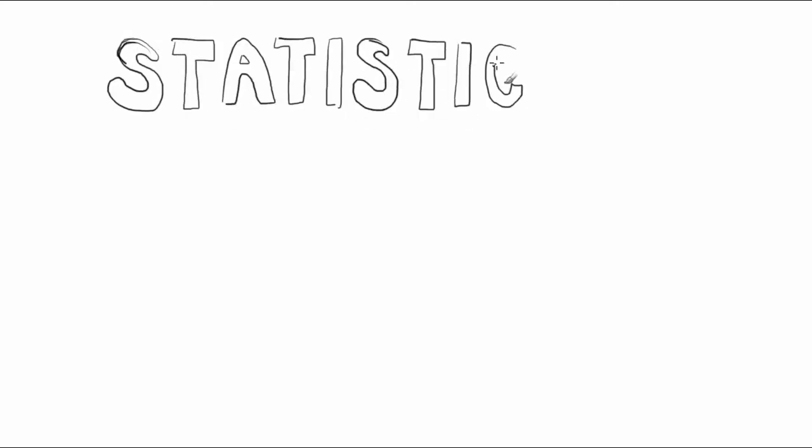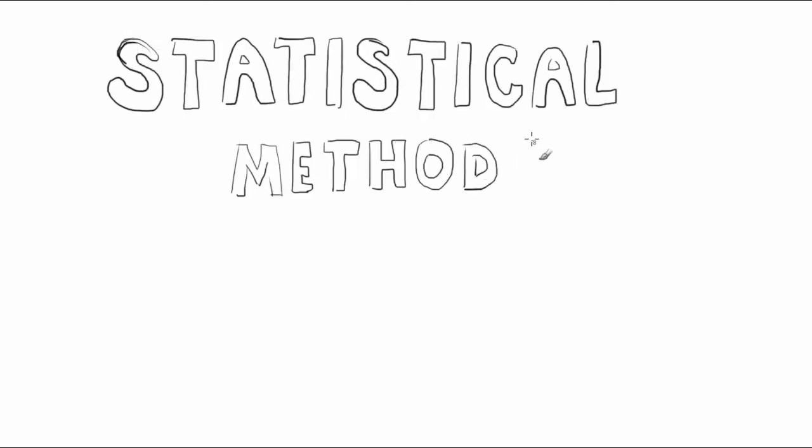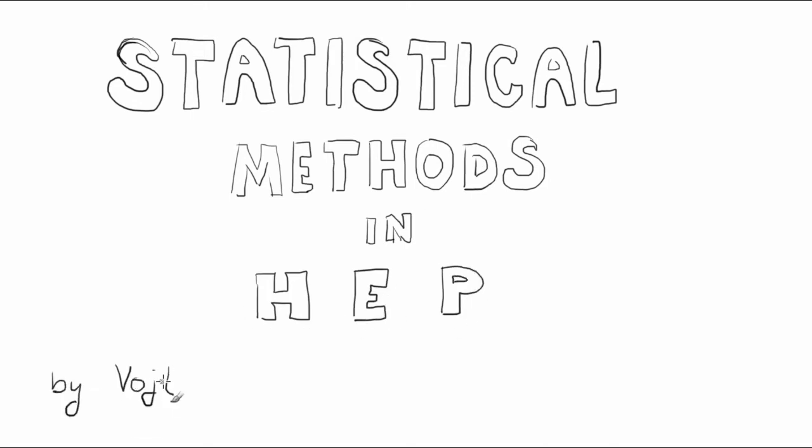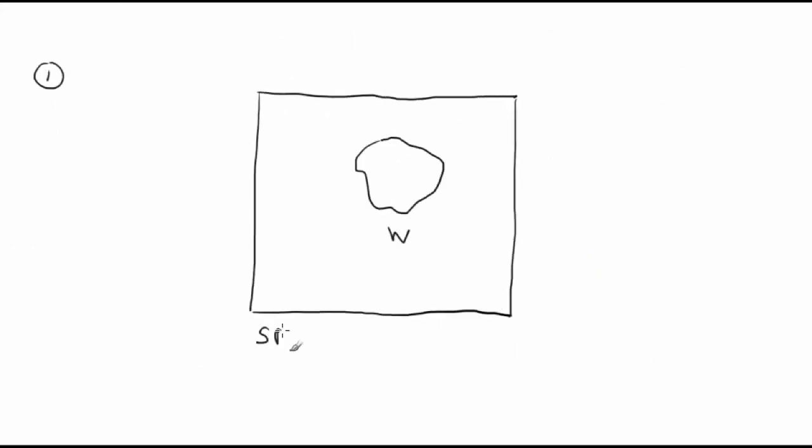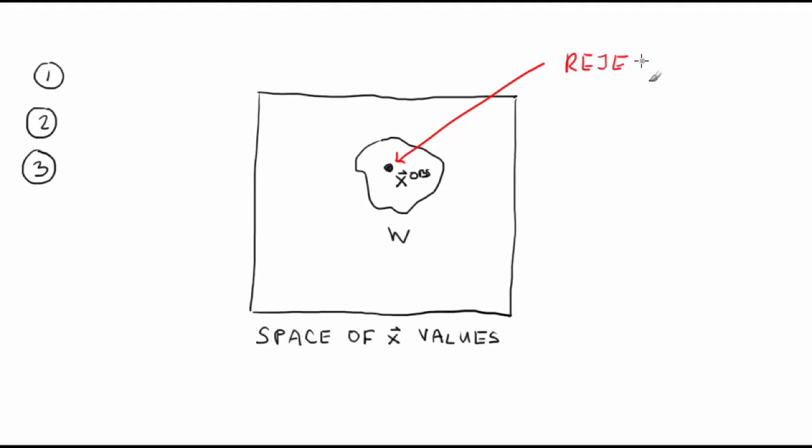Hi everyone. Welcome to the second part of the introduction to hypothesis testing. In a nutshell, a hypothesis test proceeds in three steps. You define a critical region W in the space of possible experiment outcomes x-vector. You do your experiment. If the observed data x-vector obs falls into the critical region, you reject the tested hypothesis.